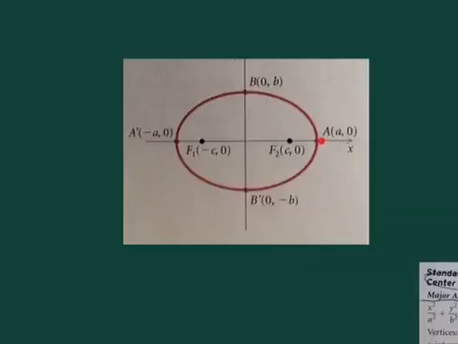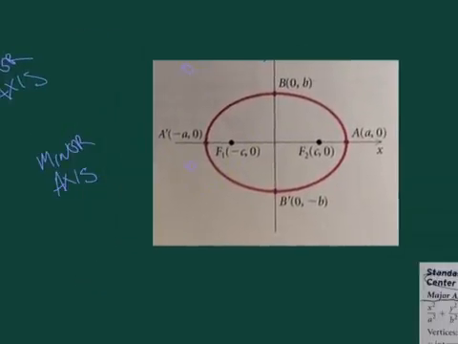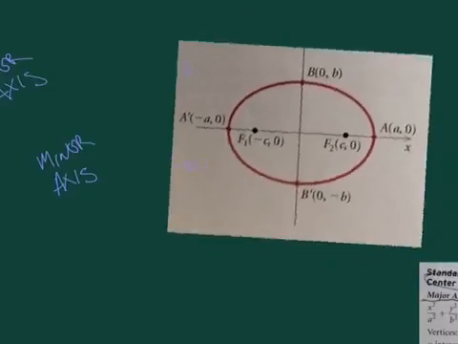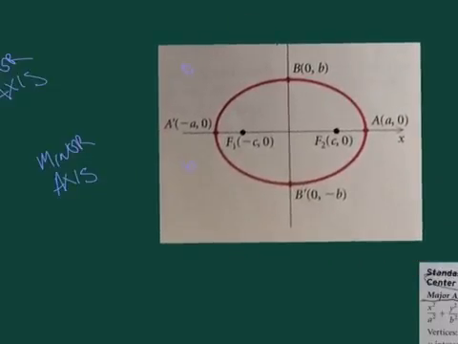This distance from here to here, so the long part from vertex to vertex, is the major axis. And the distance from there to there, from here to here, can you guess? It's going to be the minor axis. And this ellipse can be this way or this way. Doesn't necessarily have to be just this way.